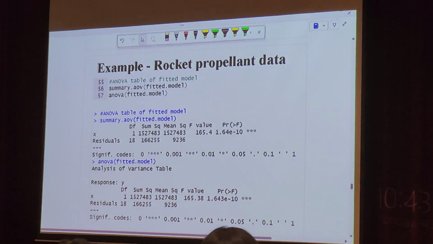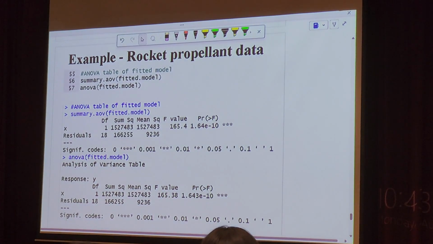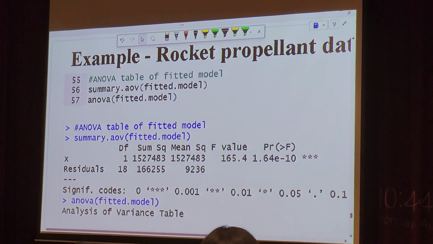So in this example, I have already fitted a model. If you do not know what I mean by fitted a model, go and look at my earlier statement. It just means lm of y on x, which I showed you, and then assigned to a fitted model.